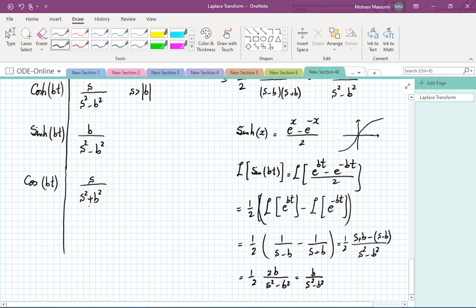Look, by the way, the restriction for this thing is still s is larger than b, and here, as it turns out, there is no restriction. There's nothing needed to be careful about. So sine of bt, same story, is b over s squared plus b squared.